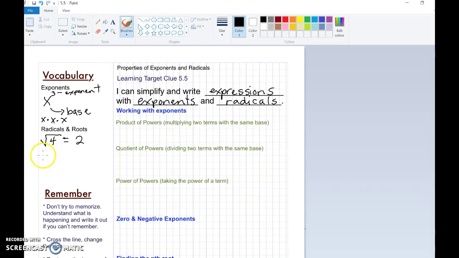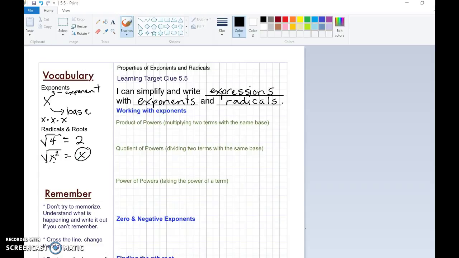So if I said, what is the square root of x squared? Well, it would be x, wouldn't it? So taking the square root of something is the opposite of squaring something. All right, so a root is the answer. The root is considered the answer to that problem.